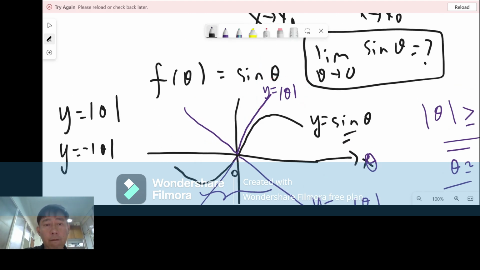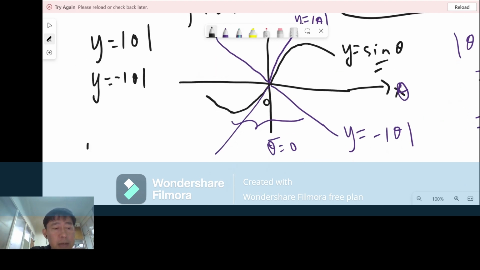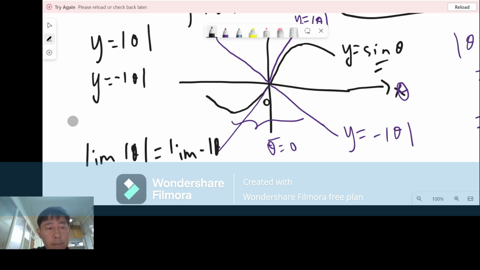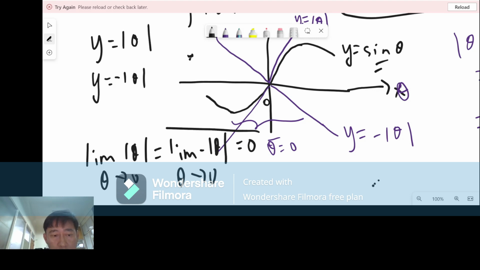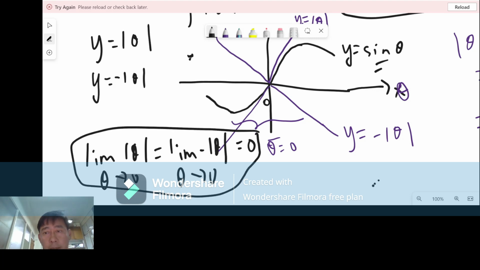And it is quite obvious that the limit of the absolute value of theta and the limit of the negative absolute value of theta, when theta tends towards 0, are just equal to 0. So these are the common limits of the upper function and the lower function.